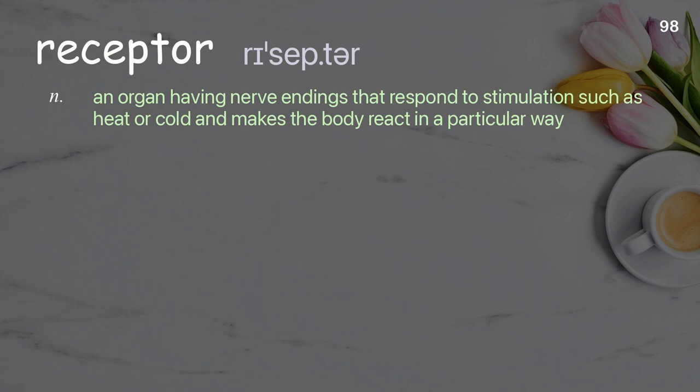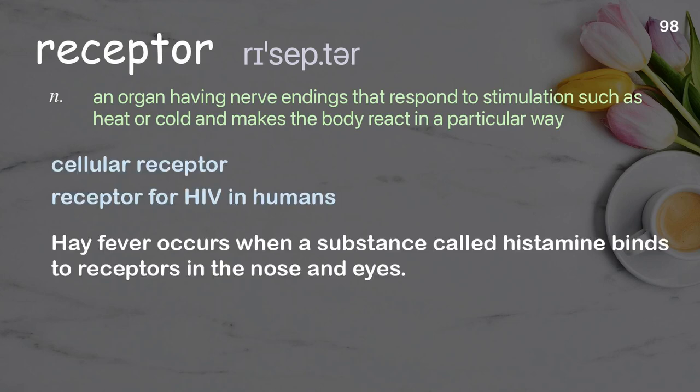Receptor. An organ having nerve endings that respond to stimulation such as heat or cold and makes the body react in a particular way. Examples: cellular receptor, receptor for HIV in humans. Hay fever occurs when a substance called histamine binds to receptors in the nose and eyes.